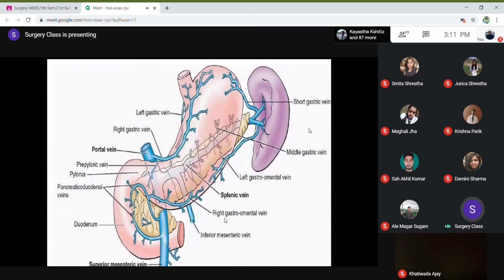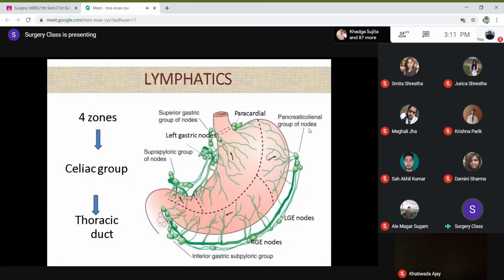So this is the vascular anatomy, and then you can see the lymphatics. There are 16 stations described, and you can see that there are 4 zones which are draining. This area is draining into the paracardial or the left gastric nodes, and this area into the suprapyloric and infrapyloric nodes. This area is draining into the gastroepiploic lymph nodes, right gastroepiploic, and this is draining into the left gastric nodes. Finally they will all drain into the celiac group and the thoracic duct.